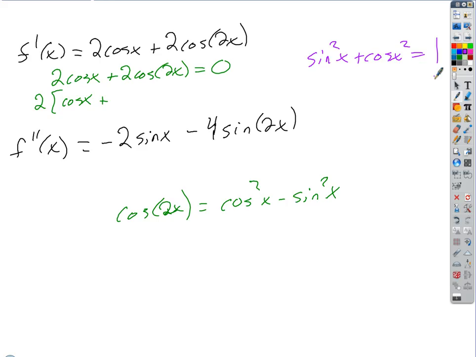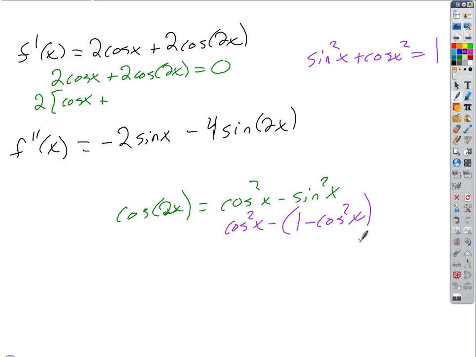Well, which one do we want? The first term has a cosine in it, so we'd like to have a trig equation with the same kinds of trig functions. So we're going to let sine squared equal 1 minus cosine squared and subtract that quantity. So we get cosine squared x minus the quantity 1 minus cosine squared x, which gives me 2 cosine squared x minus 1 if I distribute the negative.